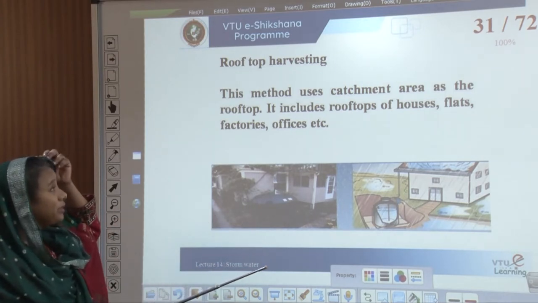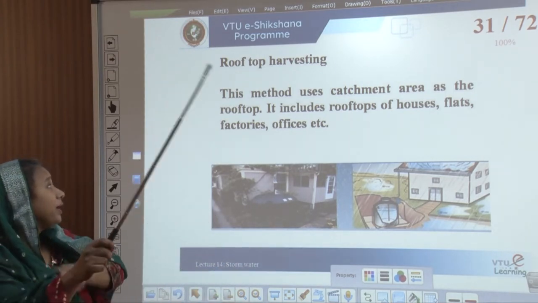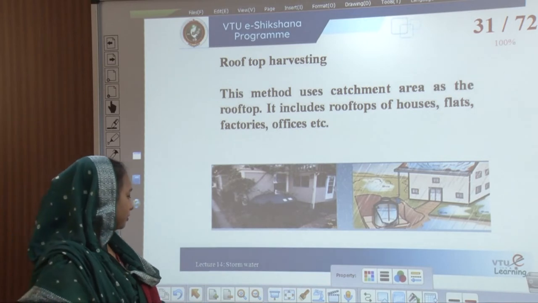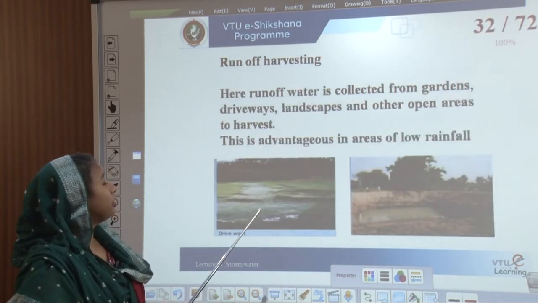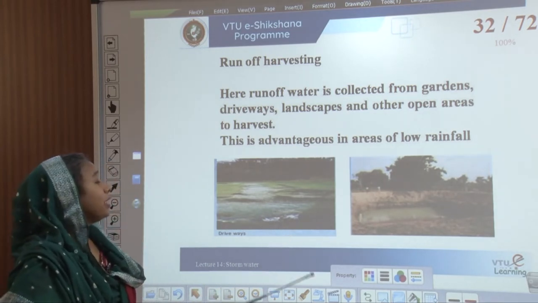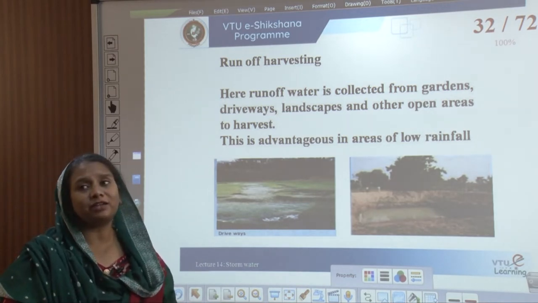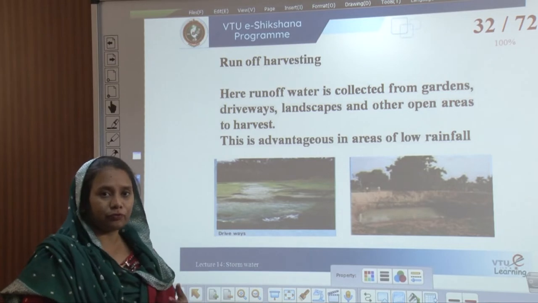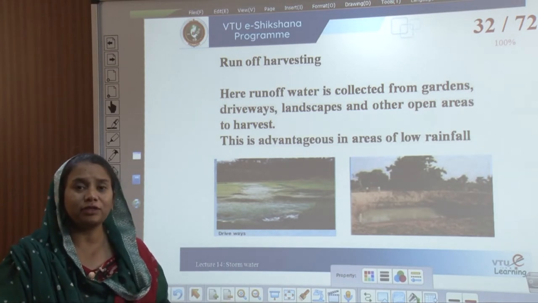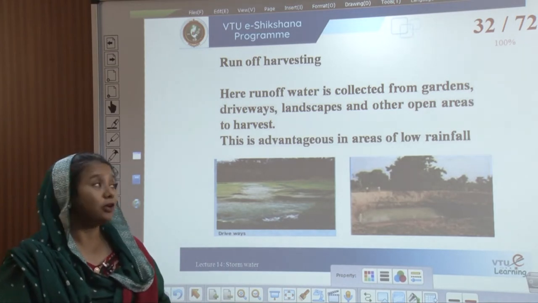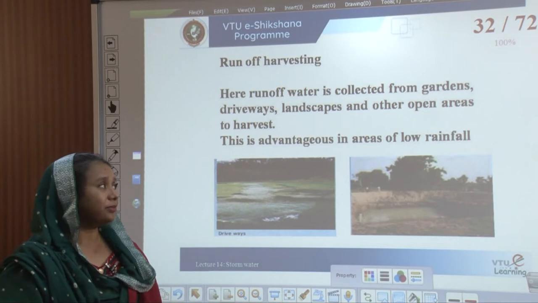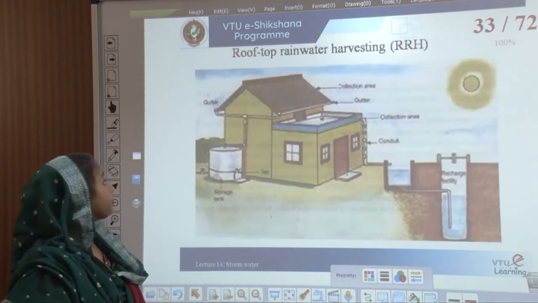Rooftop harvesting is one method which uses the rooftop as the catchment area, and includes the rooftops of houses, flats, factories and offices. Whereas runoff harvesting collects from larger open spaces like gardens, lawns and landscapes. This is advantageous in areas where rainfall is scanty and we have to collect water from driveways and surface water falling on impervious surfaces. When we collect all the runoff water and use it for domestic purposes, that is called runoff harvesting.